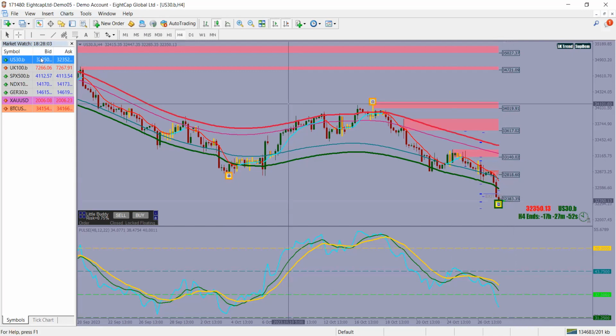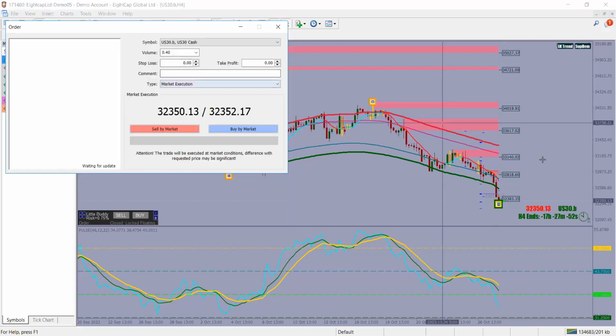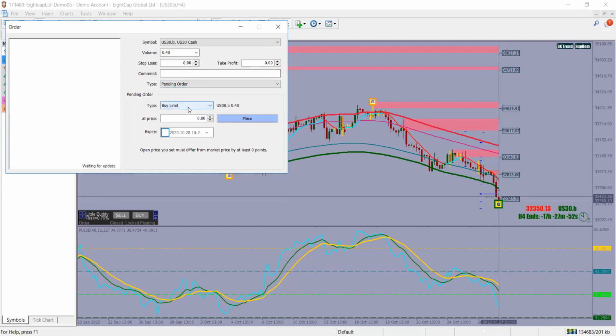But if I was to execute an order, I'd come here to new order, and let's say I wanted a pending buy limit. I would go to the market execution type, change it to pending order, choose buy limit, and then you would have a buy limit price. Currently the price showing on the right side is 32,350.13.